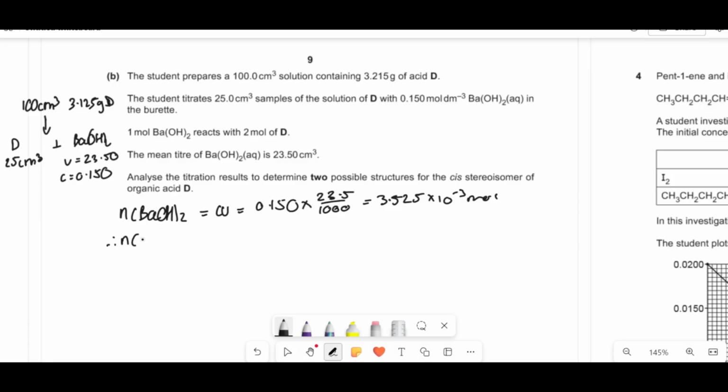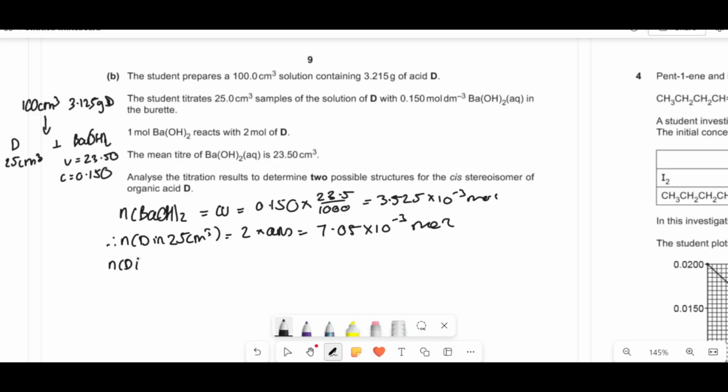Therefore, the moles of this D in 25 cm³, please write that. Can you see how 1 mole needs 2 of these? So it's going to be 2 times the answer we just got. So it's going to be 7.05 times 10 to the minus 3 moles, right? This is in 25 cm³, but it all came from there. And the question's asking you to find this possible structure from this whole thing here.